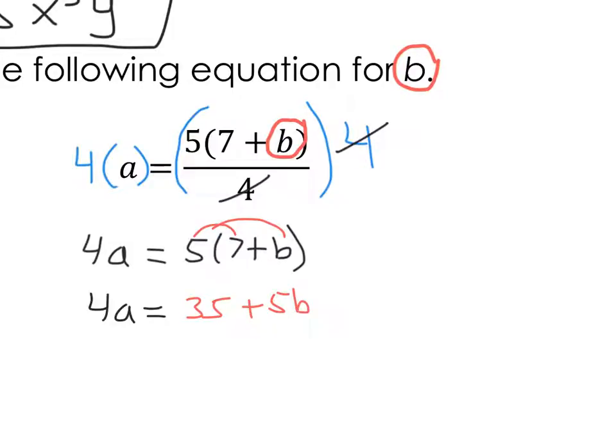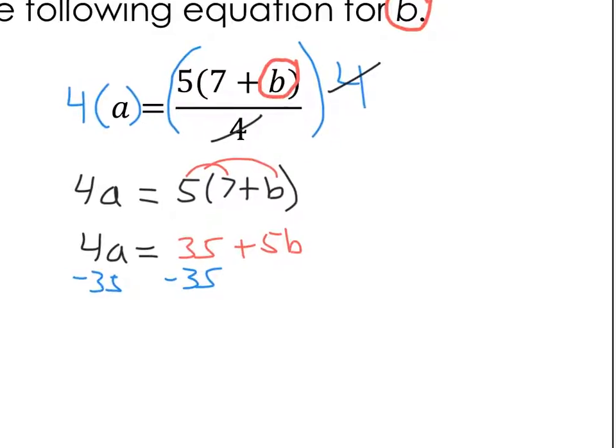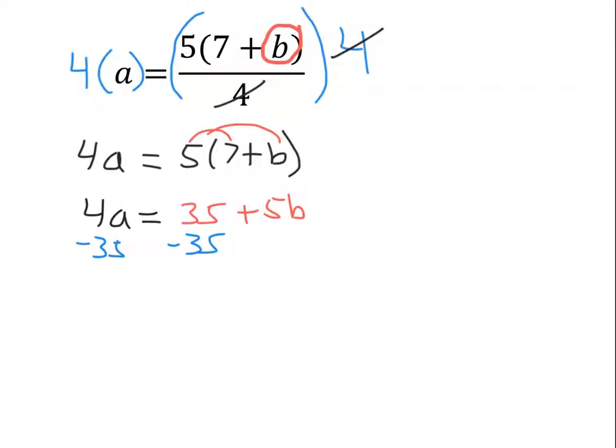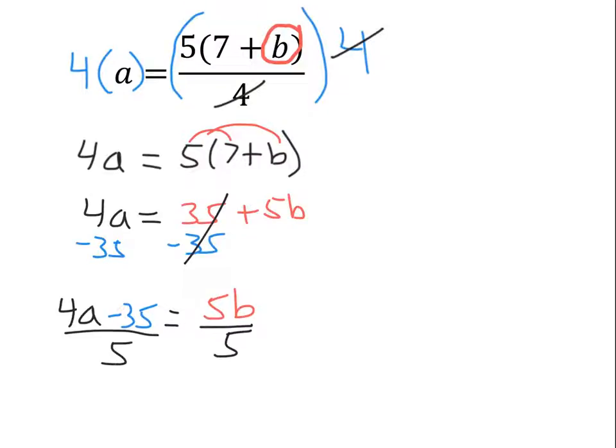Getting everything else away from the b, we first have to take care of this 35. So we are going to subtract 35, so minus 35 and minus 35. On the left side, since we have a 4a that has a variable, we cannot combine the 4a and the minus 35, so we have to leave that separate as a subtraction problem. That is equal to, the 35's cancel out, and now you're just left with 5b. The last step here is to divide by 5 on both sides.